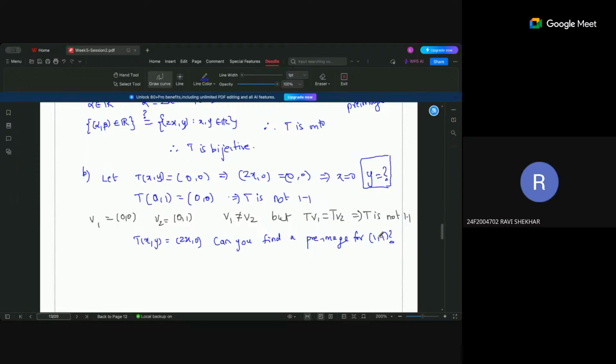No, ma'am, it doesn't have. So T of x comma y cannot be 1 comma 1 for any x comma y, right? So T is not onto. In fact, what can be the range? The set of all 2x comma 0. What is this set exactly? Can you tell?